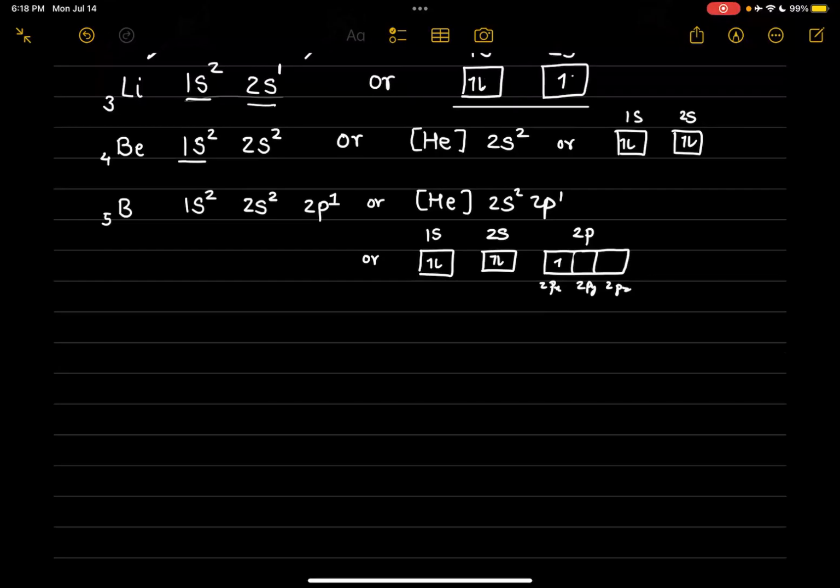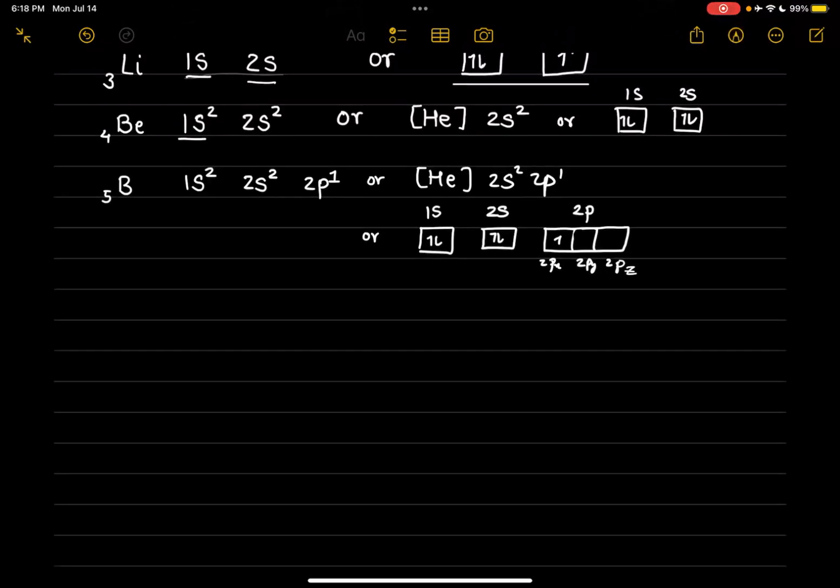I can put it in 2px, 2py, or 2pz. I put 3 boxes in 2p. The 2p subshell consists of 3 orbitals: one along the x-axis, another along the y-axis, and another along the z-axis. 2px, 2py, and 2pz. Got it? I hope this is clear to all of you.